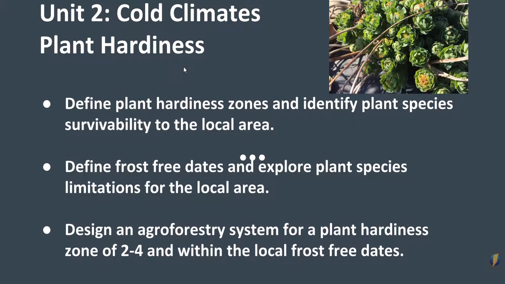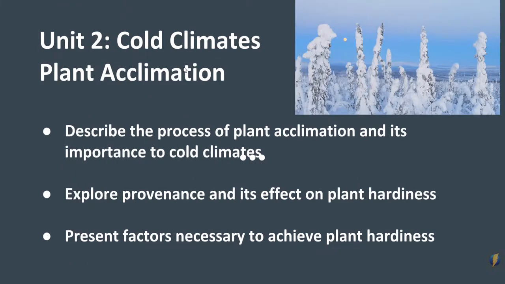We do this because things may survive, but they might not thrive. Apricot trees and peaches are very prone to being frostbitten in the spring, or they just never receive the summer heat to develop fruit. So helping students understand this is really critical for cold climates. And then lastly, they design an agroforestry system with a plant hardiness zone of 2 to 4 within the local frost-free dates. So they take all the knowledge that they had and now they design some type of system based around that.